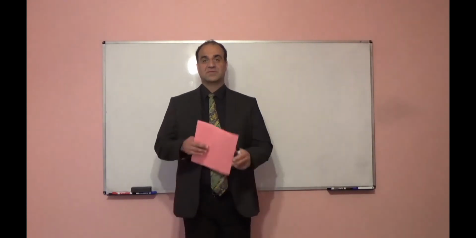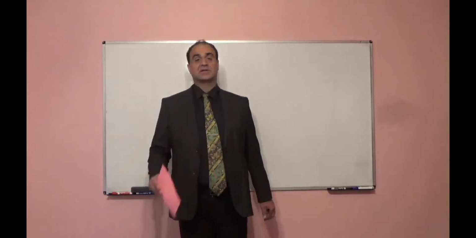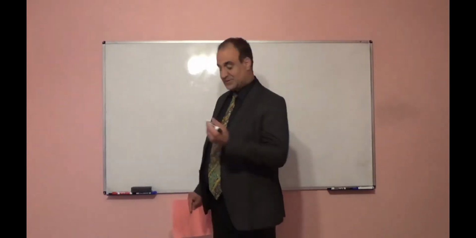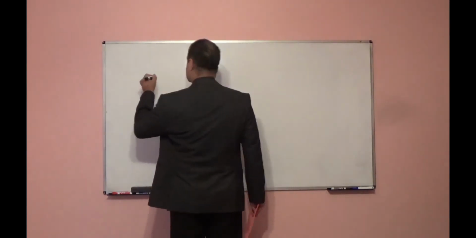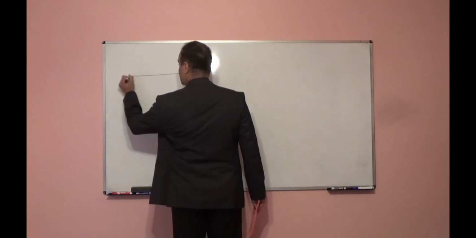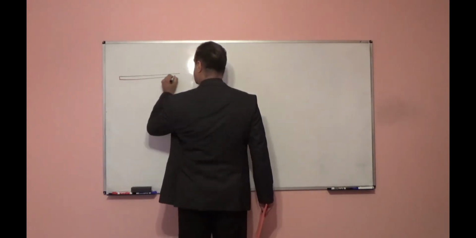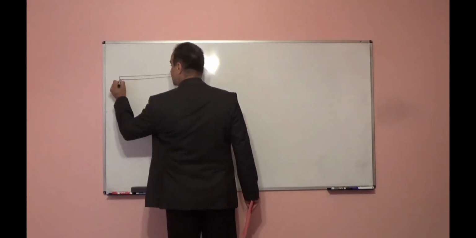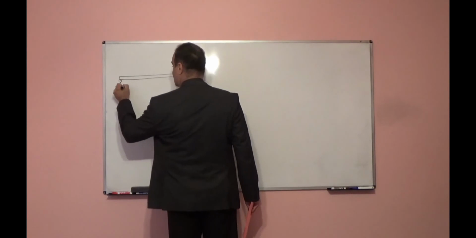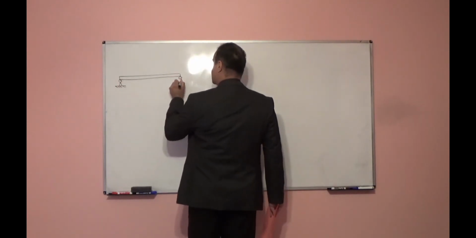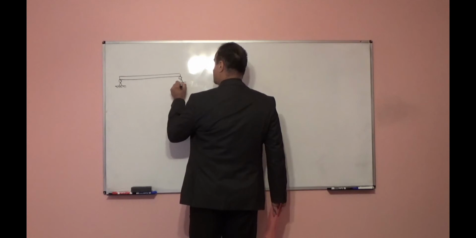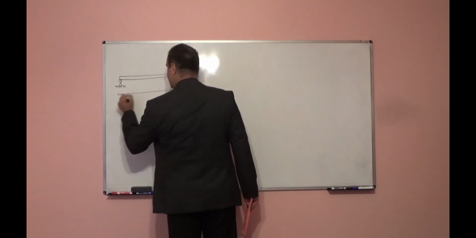Today I will review several examples regarding the equilibrium of rigid body and reactions. For example, assume we have a simply supported beam. Simply supported beam means one support is a pin support, and the other support is a roller support. The length of this beam is L.